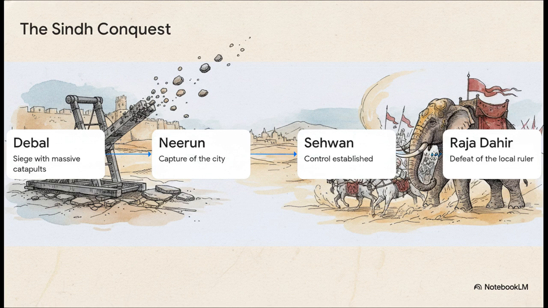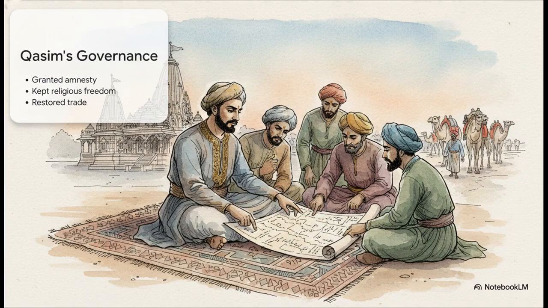And despite the intense desert conditions, Qasim's disciplined tactics won out, defeating the Raja, and Sindh officially fell under Arab control. But here's the thing. Qasim wasn't just a warrior. He actually proved to be a really pragmatic administrator. Once in control, he granted amnesty to the local populations. Instead of destroying the culture, he allowed religious freedom, explicitly sparing local temples. He quickly got trade routes up and running again, and set up a functional administration.